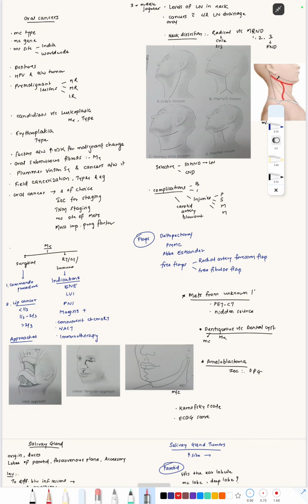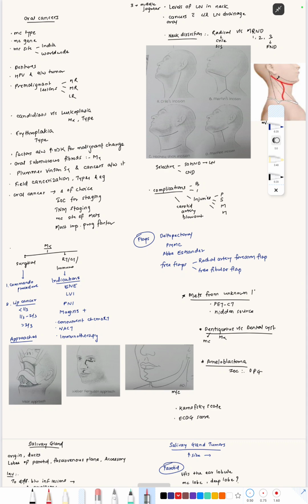N2B means ipsilateral lymph nodes but multiple lymph nodes of less than 6 cm in size. N2C is contralateral or bilateral lymph nodes of less than 6 cm in size. Then N3 means more than 6 cm size. It is further divided as N3A and N3B. N3A, there is extranodal extension. N3B, there are going to be matted lymph nodes, or lymph nodes that are adherent to the skin.